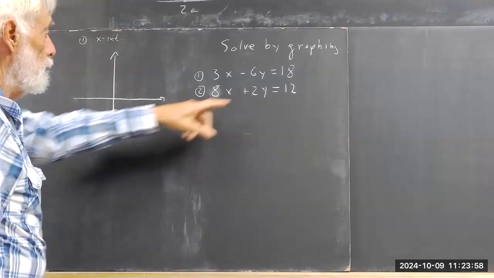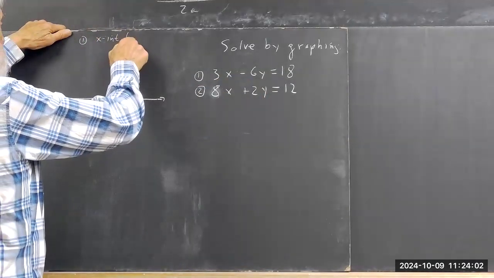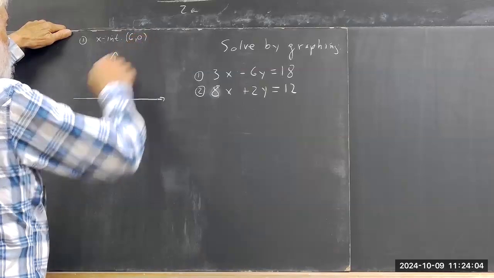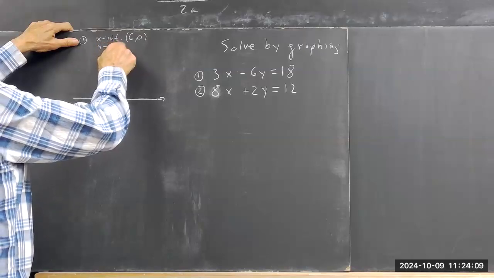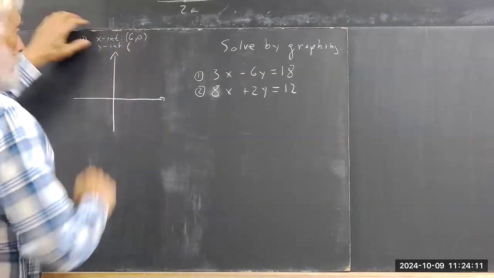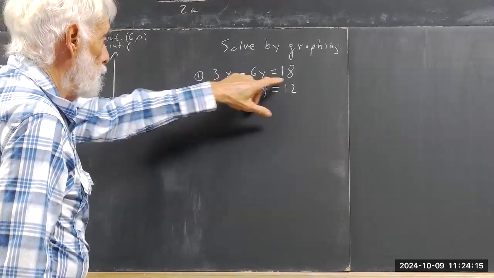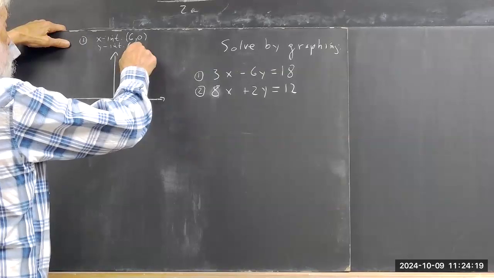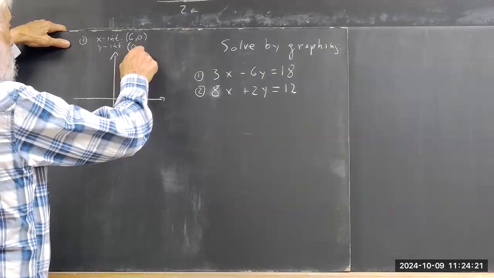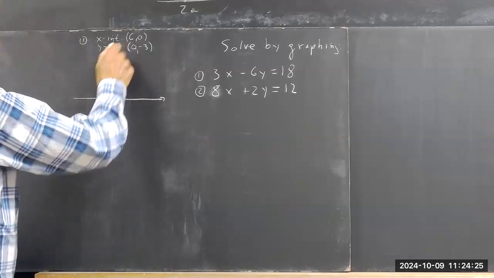the x-intercept, as you know, occurs when y equals 0, and you're going to get 6. Y is 0, x is 6. The y-intercept is where x equals 0, so negative 6y equals 18, so it's (0, negative 3). And you can review how we did this previously.